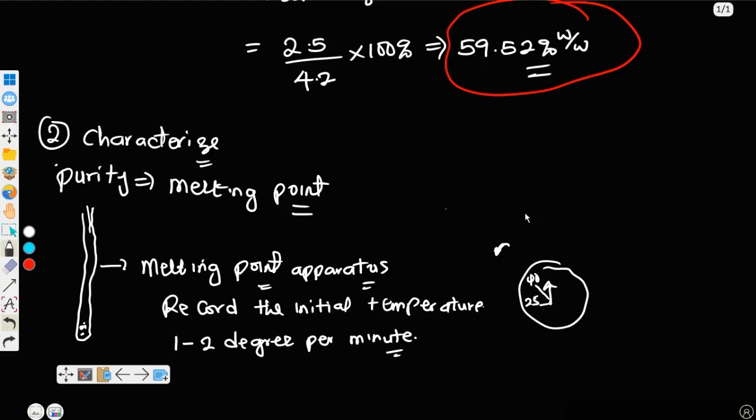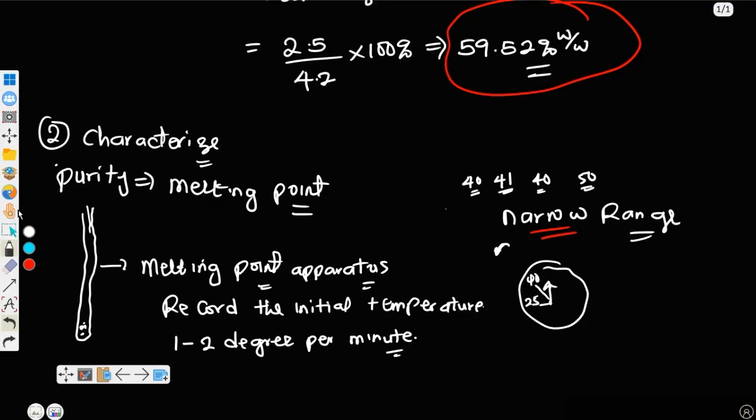Now, normally, it's supposed to melt over a narrow range of temperature. If it melts over a narrow range of temperature, it means that it is a pure compound. When we talk about a narrow range, it means if it starts melting at about 40 degrees, at about 41 degrees at the highest, it should have finished melting. But in the situation where it starts melting at 40 degrees, and at 50 degrees it has not finished melting, it means that there are impurities. Are you getting it now? So that is how you carry out melting point characterization.